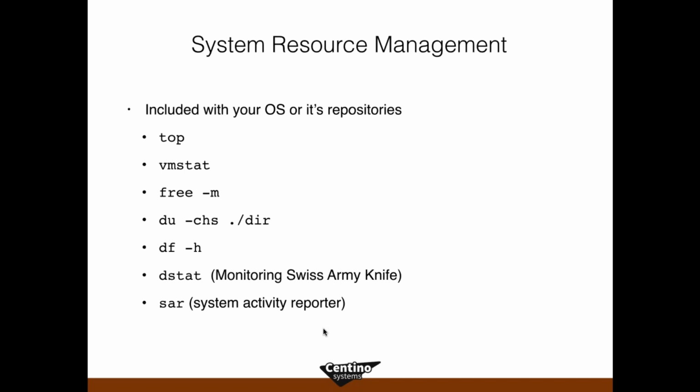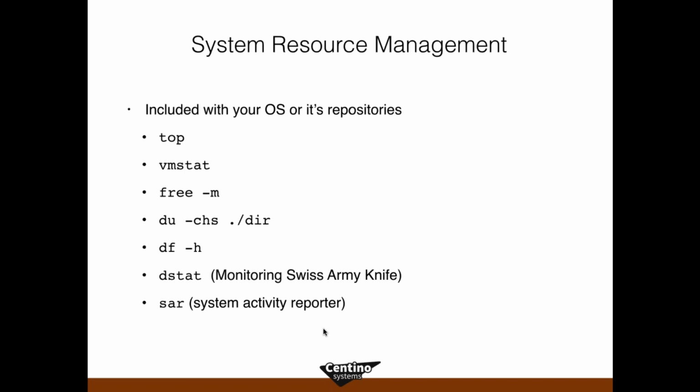From a space standpoint, we have du, where you can ask for the size of a particular directory. So du -chs, and here I have ./dir. That'll give me the absolute size of the stuff that's in the directory dir. df -h is going to give me the output of file system utilization for all the mounts on my system.